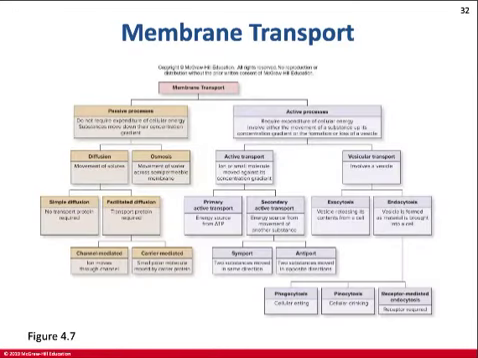So you can see here that the cell determines what it wants to bring in or leave out, and the cell also determines which direction it goes in, and also how quickly that material moves in or out by controlling either the number of these transport proteins in the membrane or whether they're in an active or an inactive state. Okay? So the cell gets to determine what it wants to bring in and bring out.